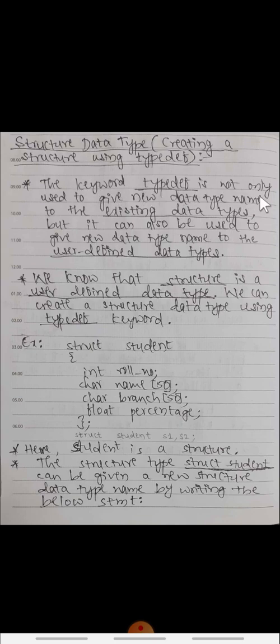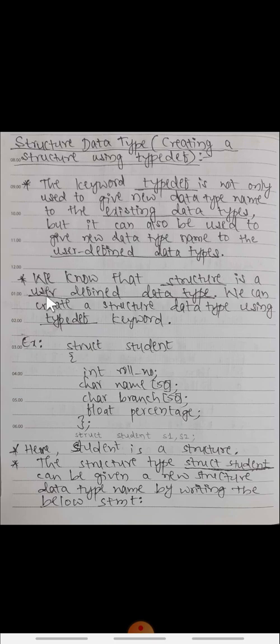The keyword typedef is not only used to give a new data type name to the existing or built-in data types, but it is also used to give a new data type name to the user defined data types. So int, float, char, double are built-in data types. We have some user defined data types also, for example struct student, struct book. These all are user defined data types. In the place of these user defined data types also, if we want to write any other new name, we can use this typedef.